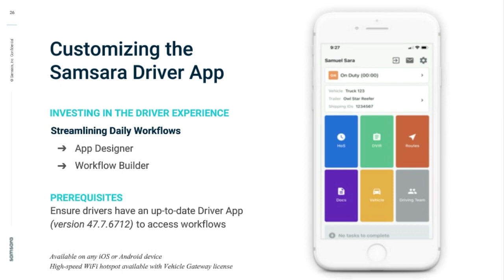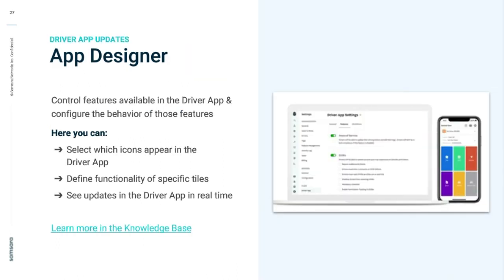So let's first take a look at App Designer. App Designer gives you the tools that you need to simplify what drivers see in their app. You can go into the settings section of your dashboard to choose exactly which features drivers can access and when. And you can also configure the behavior of certain features. For example, let's say you want to ensure that drivers are being thorough when they're doing their DVIRs. You can require walk-around photos and comments on DVIRs in just a few clicks.